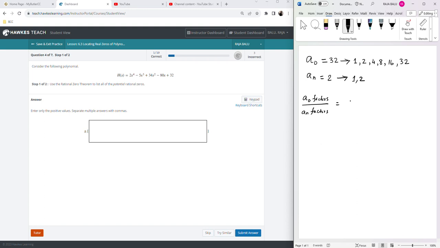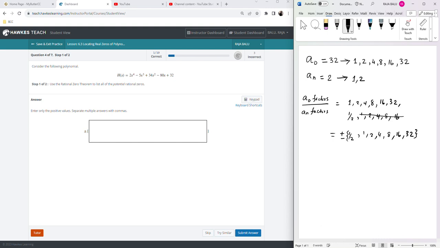So let's see. When I divide by 1 on the A0, I get the same list: 1, 2, 4, 8, 16, and 32. When I divide by 2, I'll get 1 half, 1, and I'll repeat 2, 4, 8, and 16. Since they are already in there, I can strike these out. I don't need them again in the list. So my list comes down to 1 half, 1, 2, 4, 8, 16, and 32. Of course, the plus minus in the front, so you can have both choices.